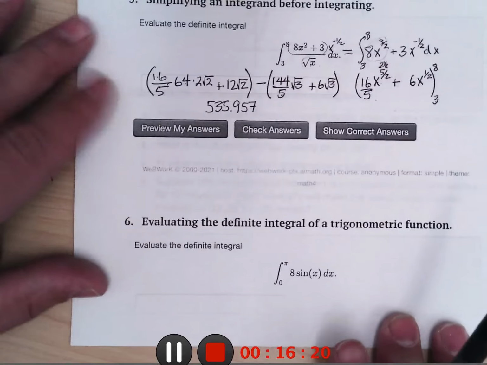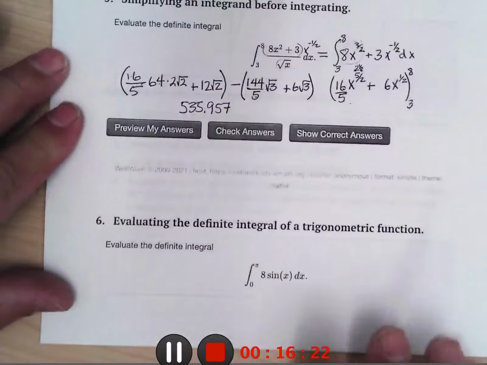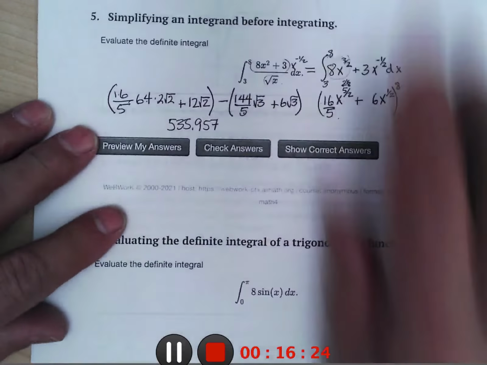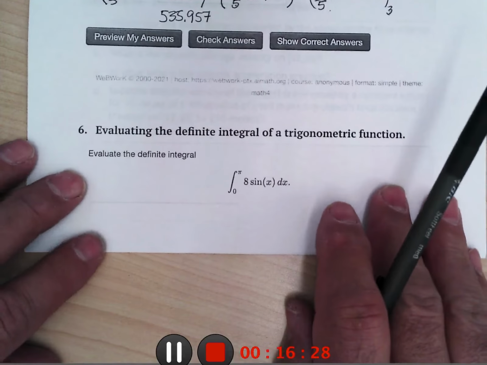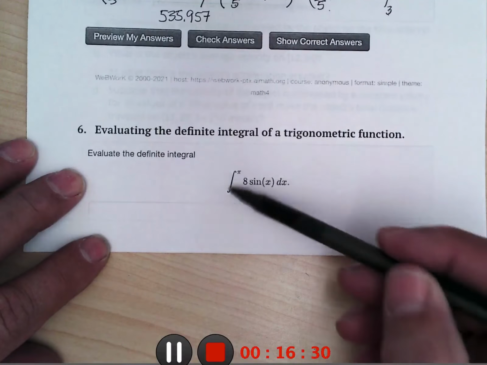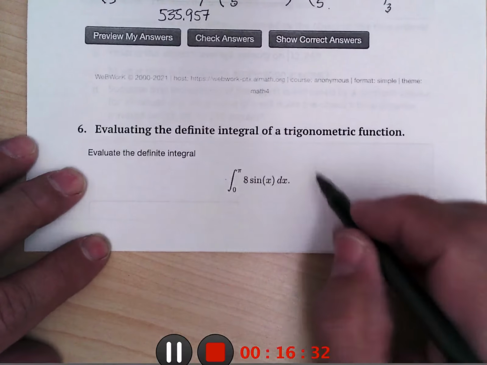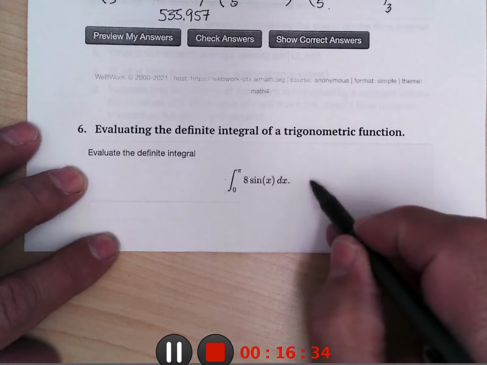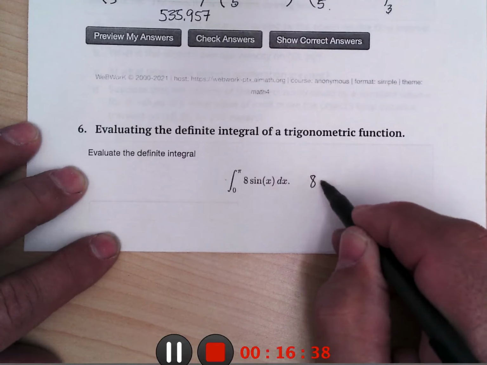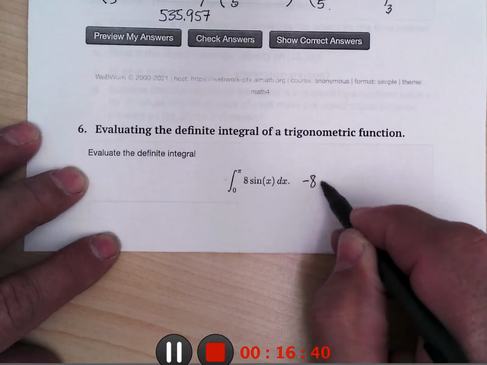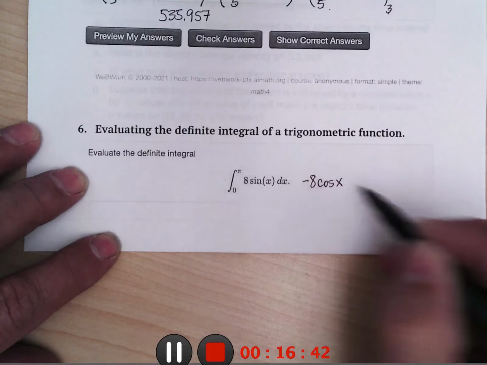Now it says, do the 8 sine x from 0 to pi. Well, we can pull out the 8. The antiderivative of sine is cosine, so it's 8, a negative cosine actually, cosine x evaluated from 0 to pi.